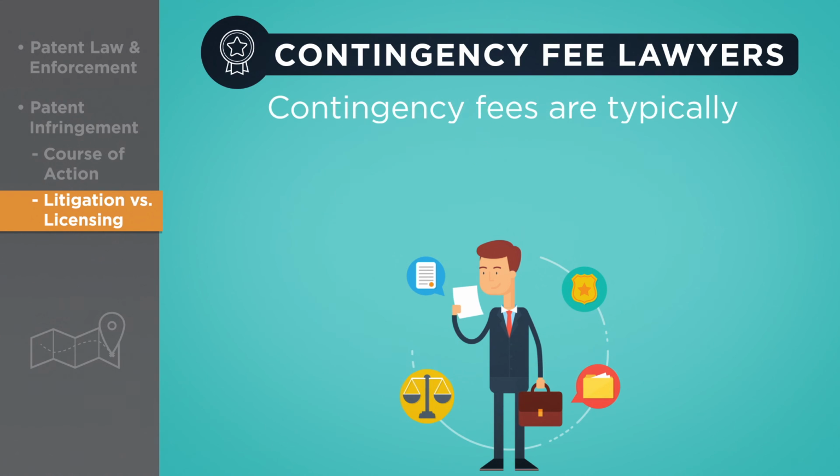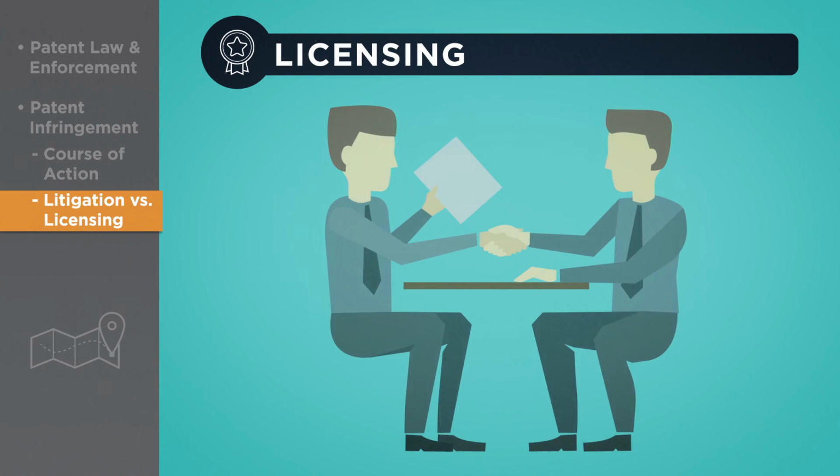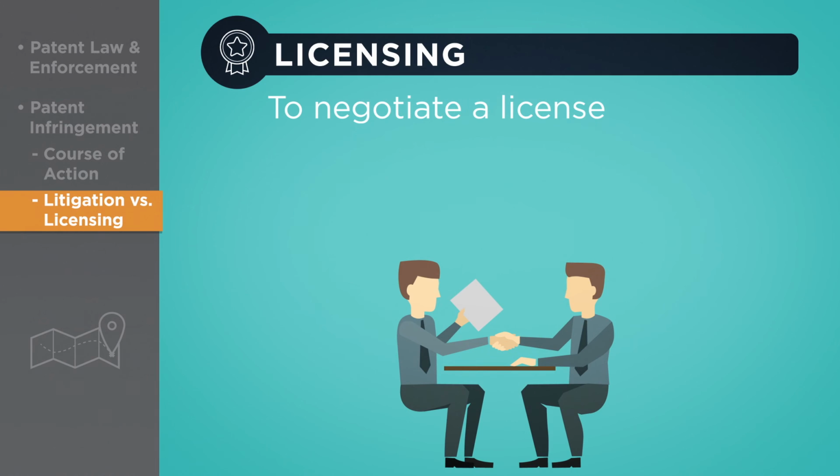These contingency fees are typically between 30% and 40%. There are also a wide variety of litigation finance firms that may be willing to fund your litigation in return for shares of any damage award or settlement payment received. Licensing. If your goal is to obtain a royalty for the use of your invention, you may be able to negotiate a license agreement without the need for litigation.